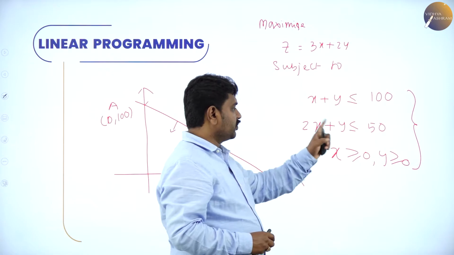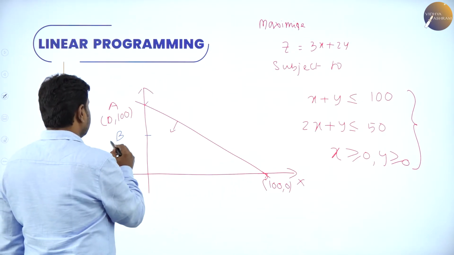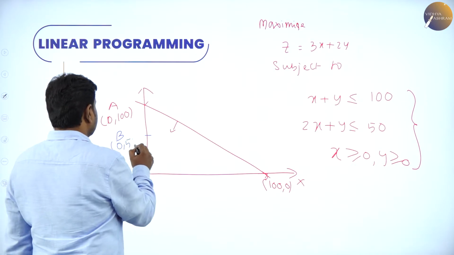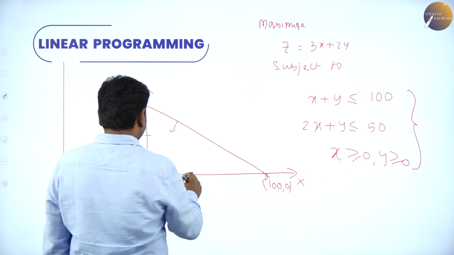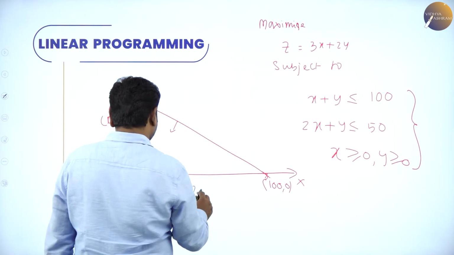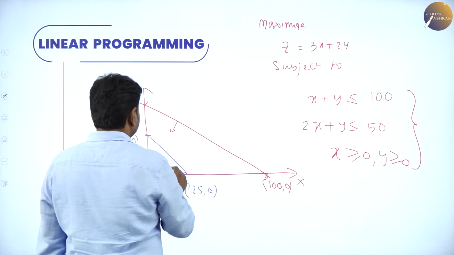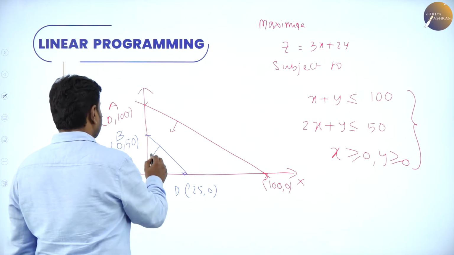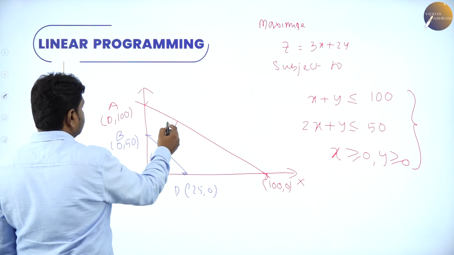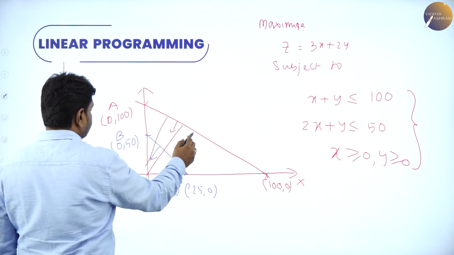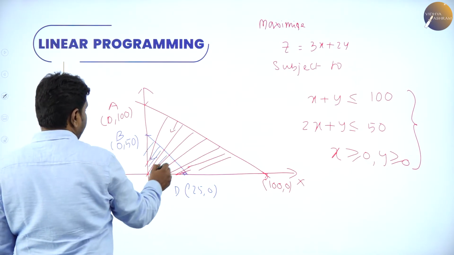Put x equal to 0, y will become 50. So one point is B (0, 50), and put y equal to 0, x will become 25. So here we will get (25, 0). So we will plot a point D. Now shading, it is also less than, shading goes down. See, red line shading goes down like this, and blue shading also goes like this.